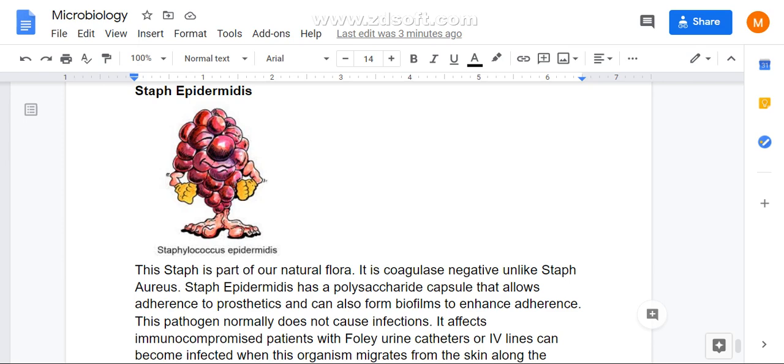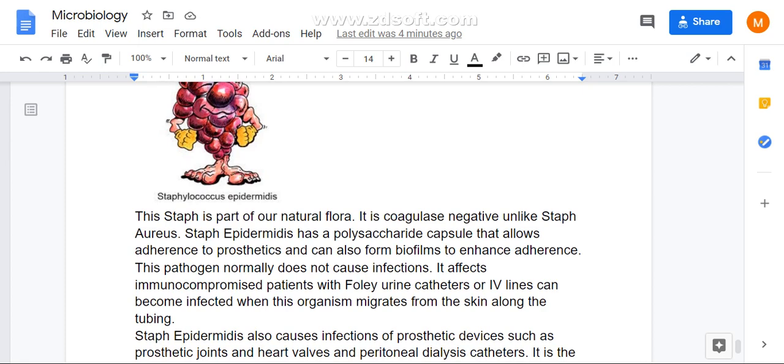This pathogen normally does not cause infections. It affects immunocompromised patients with poorly maintained urine catheters or IV lines, which can become infected when this organism migrates from the skin along the tubing of the IV lines or catheters, right? So this organism is in all of us. All of us have this on our skin. We usually won't get infected with this, because it's not that virulent.